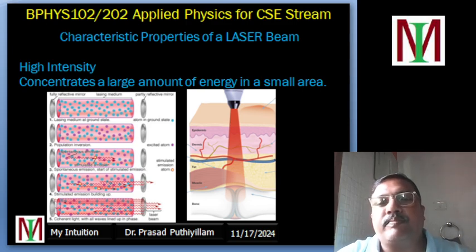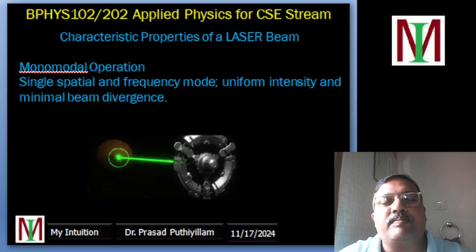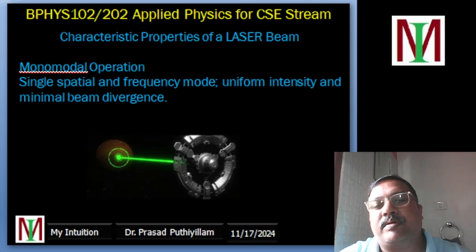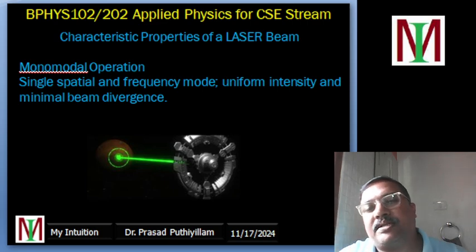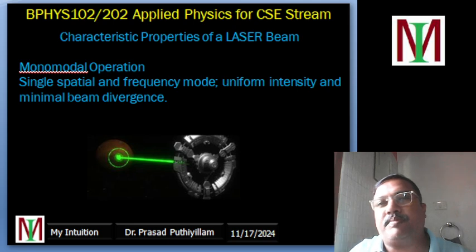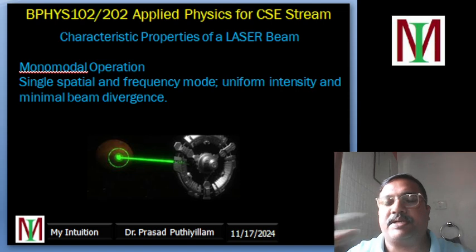Then the next point is monomodal operation. Okay, high intensity and monomodal operation. Monomodal means straightforward, me and you, no one else in between. If it becomes two directions of interaction, it becomes oligomodal. If more are there, it becomes polymodal. So monomodal means straight, one to one.